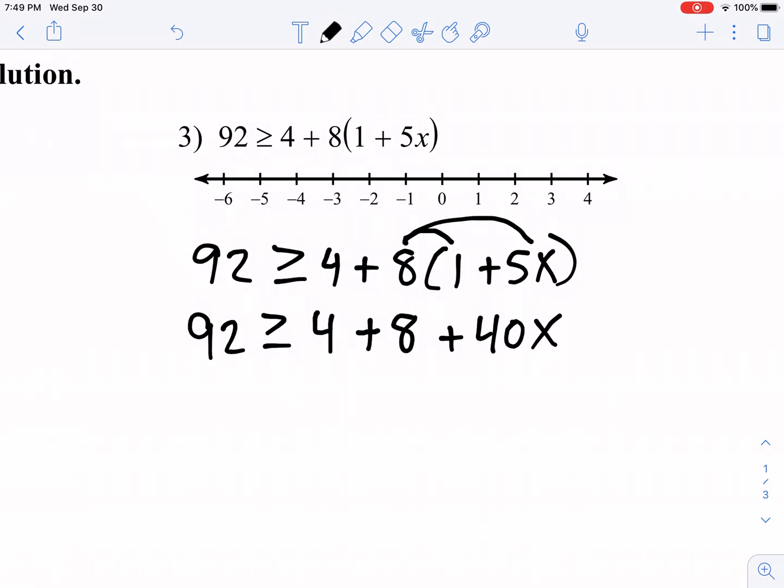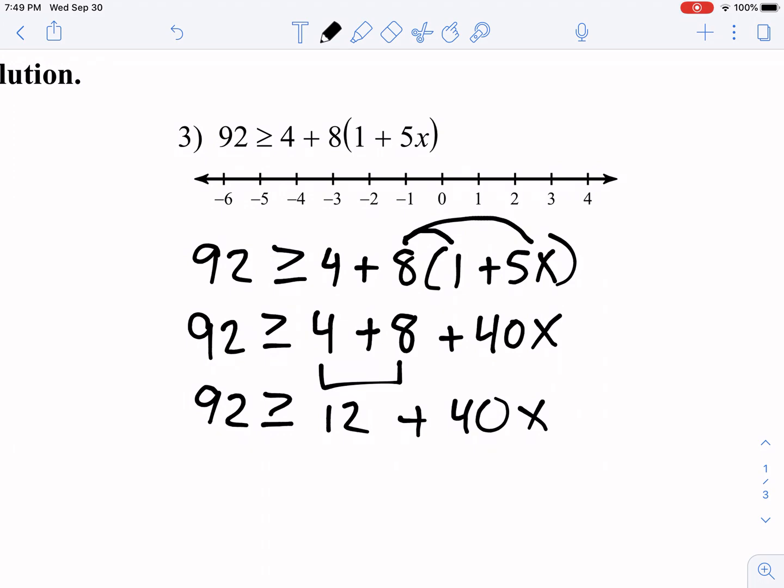Okay. Step number 2, always check to see if you can combine like terms. Are there any like terms I can combine? Yes, numbers with numbers, right? We can put these two together. So I have 92 is greater than or equal to, what's 4 plus 8? 12, okay, plus 40x. Now, in this situation, what does this remind you of? What does it look like? Well, it looks like a two-step, right?